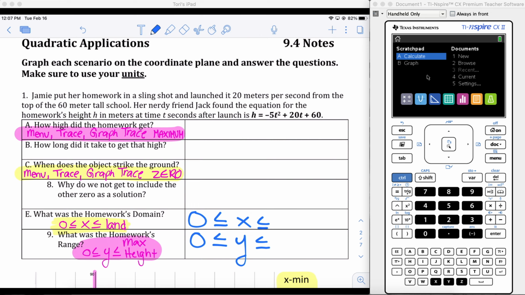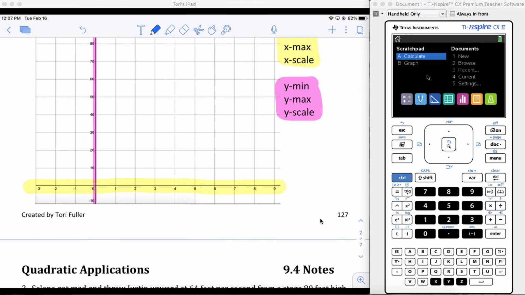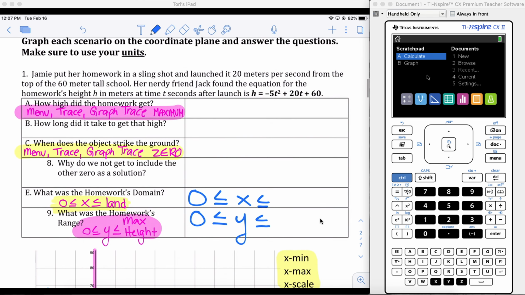It says Jamie put her homework in a slingshot and launched it 20 meters per second from the top of a 60-meter tall school. Okay? From that information right away, I know that my height is in meters, and I know that my time is in seconds, so I'm going to label those. Okay. Coming back up to the top.